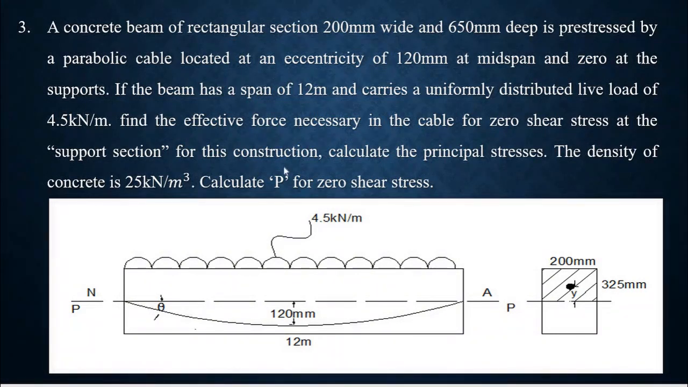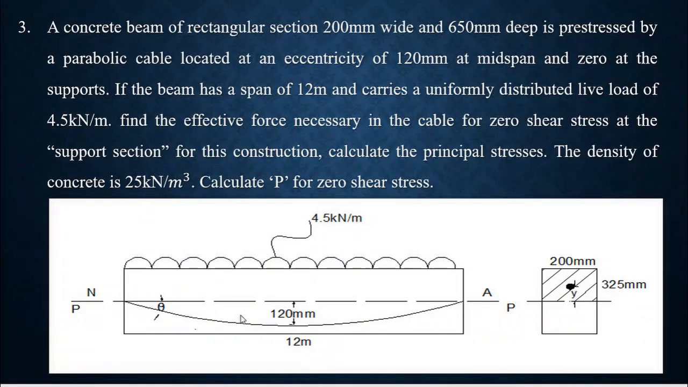For this construction, calculate the principal stresses. The density of concrete is 25 kN per meter cube. Calculate P for zero shear stress. Here in this problem, we need to calculate the pre-stressing force to be applied in the cable in order to make shear stress at the supports as 0.